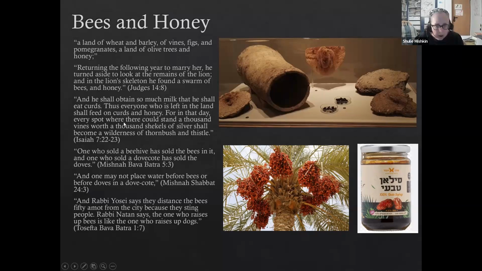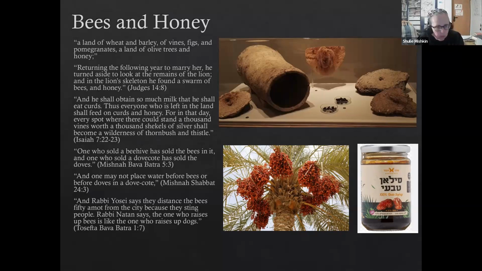For in that day, every spot where there could stand 1,000 vines worth 1,000 shekels of silver shall become a wilderness of thorn bush and thistle. What's Yeshayahu talking about? He's talking about after the Assyrians come and conquer the land. There's going to be this massive destruction, and there's not going to be civilization. And when there's not civilization, who comes in? Who's able to thrive? Goats and bees, because things grow wild.